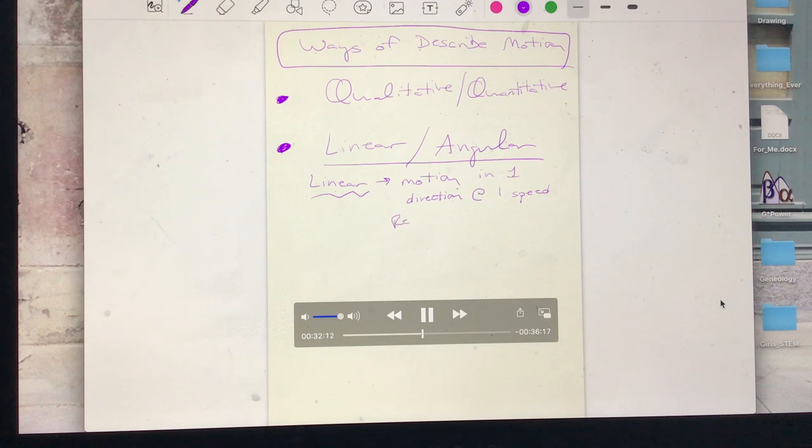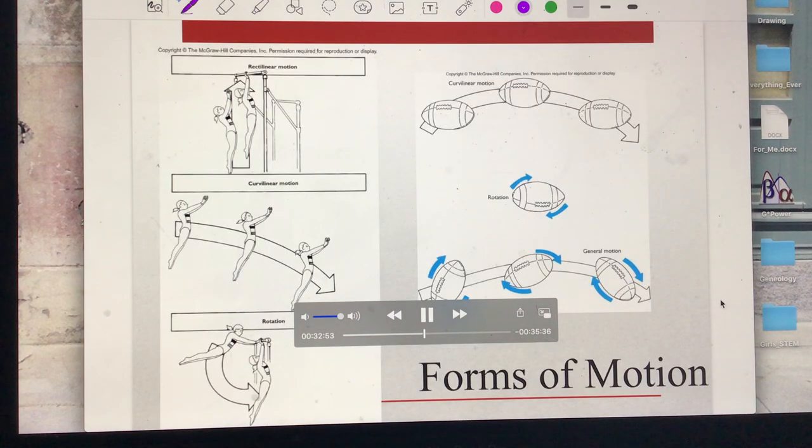Within linear, we could have rectilinear or curvilinear. Rectilinear would be a straight line. Curvilinear, as the name suggests, would be a curved line. So to start with, linear: motion in one direction at one speed. Let's talk about forms of motion. A linear form of motion is described as movement in one direction at one speed.